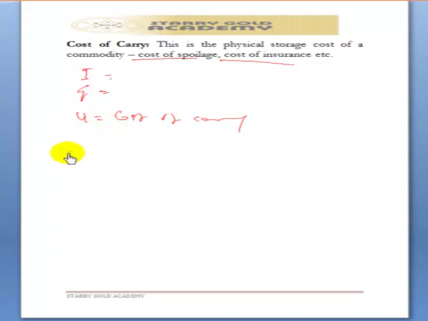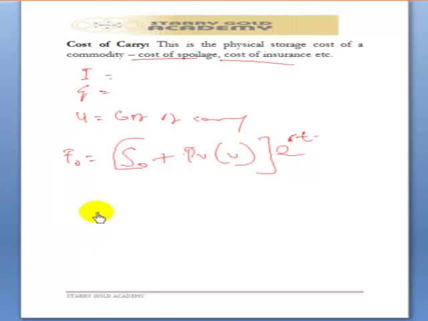So in this case, the formula will now be: the theoretical price of the future on the commodity will be the price of the stock plus the present value of the cost of carry, everything in brackets, times our usual exponential of r and T, that is, the risk-free interest rate and the time to expiration. So that is the formula for futures on a commodity.